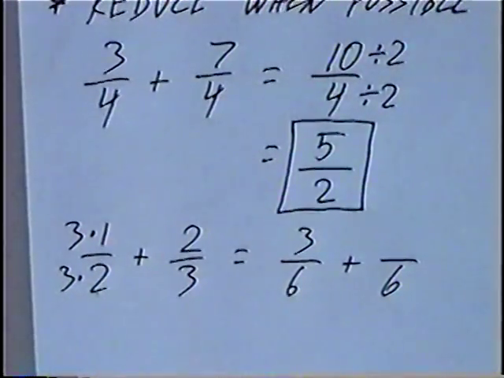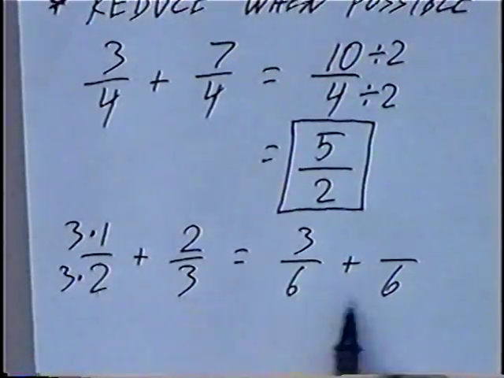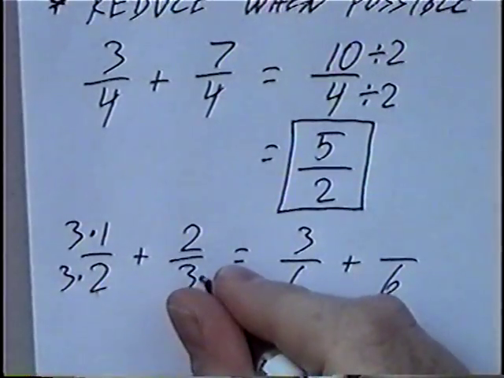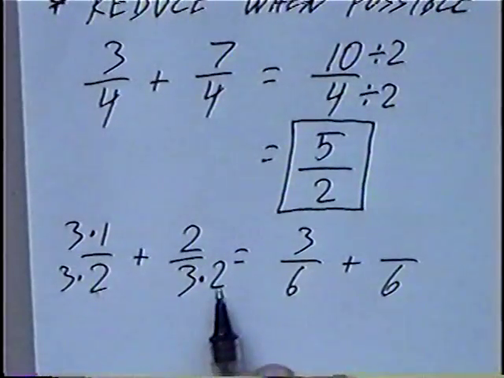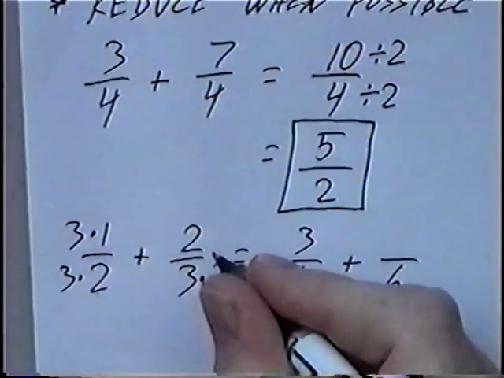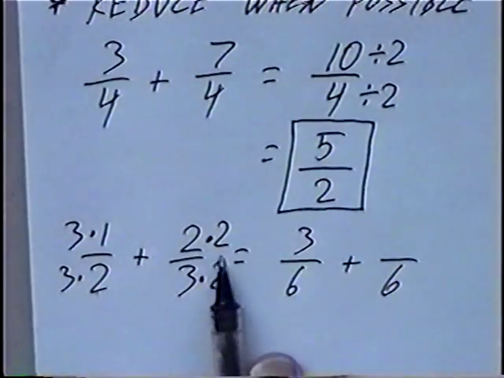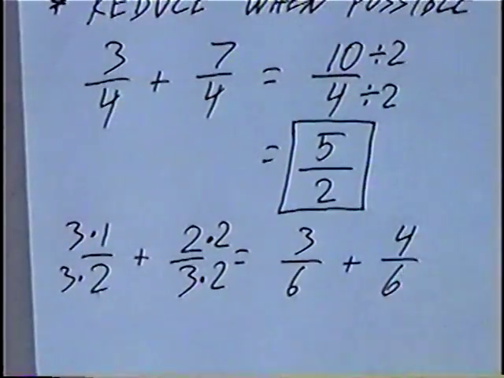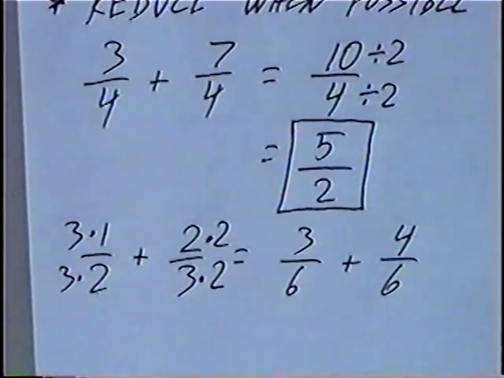Changing the second fraction, 2 over 3. Again, 3 times the number would be 6. That number would be 2. 3 times 2 is 6. Multiplying the numerator by that same number, 2 times 2 would be 4. So 2 over 3 is the same as 4 over 6.